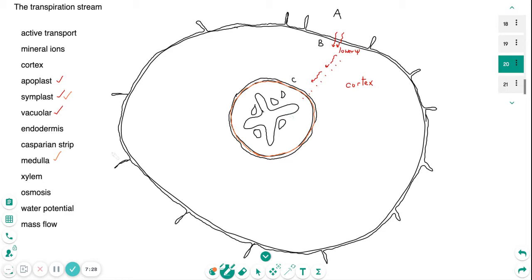So osmosis, created by water potential, mass flow, this is the apoplast created by the large amount of water which has been entering in this region here as it's been coming in, as the water's been following the mineral ions which were actively transported.